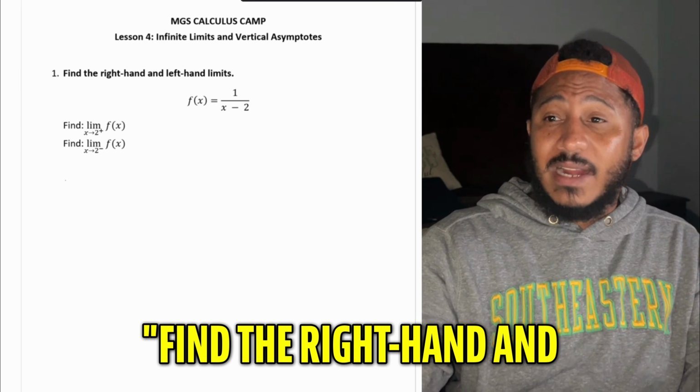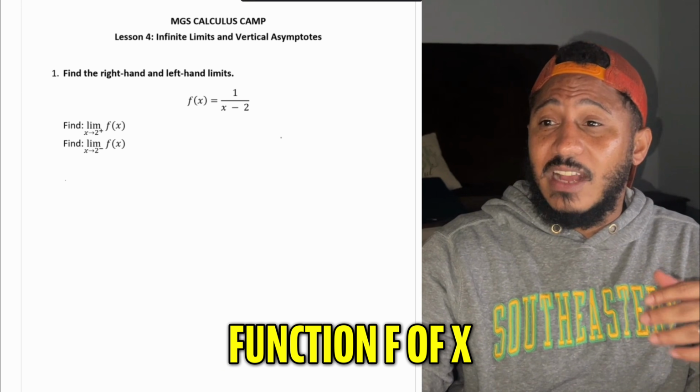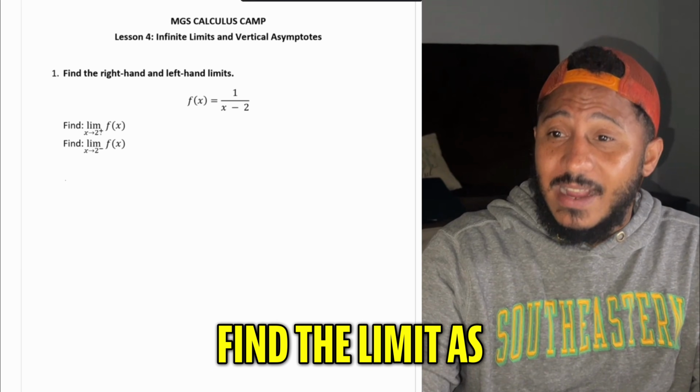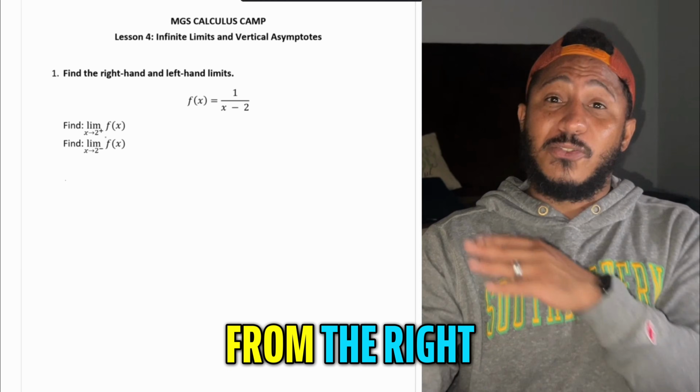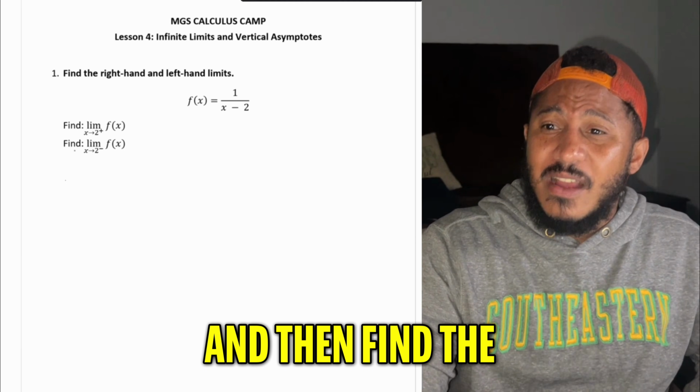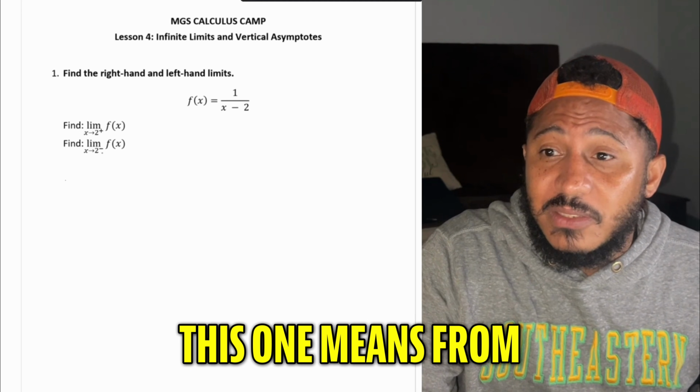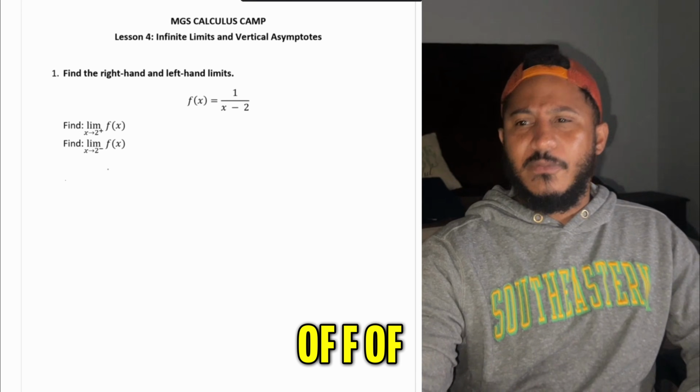So this one says, find the right-handed and left-handed limits of the function f of x equals 1 over x minus 2. In other words, find the limit as x approaches 2 from the right, this plus means from the right, of f of x, and then find the limit as x approaches 2 from the left, since it has a minus there, of f of x.